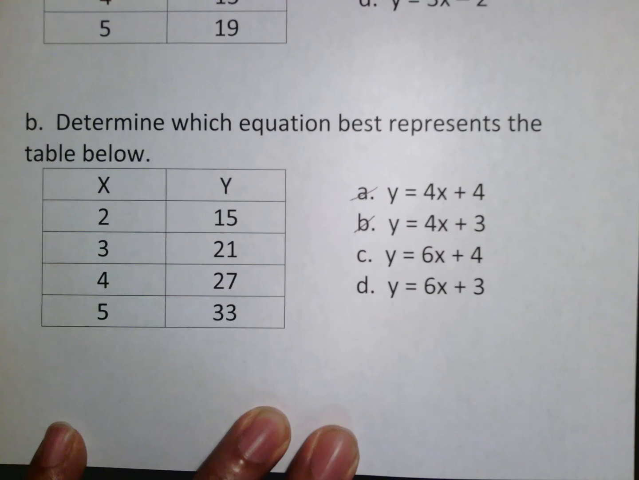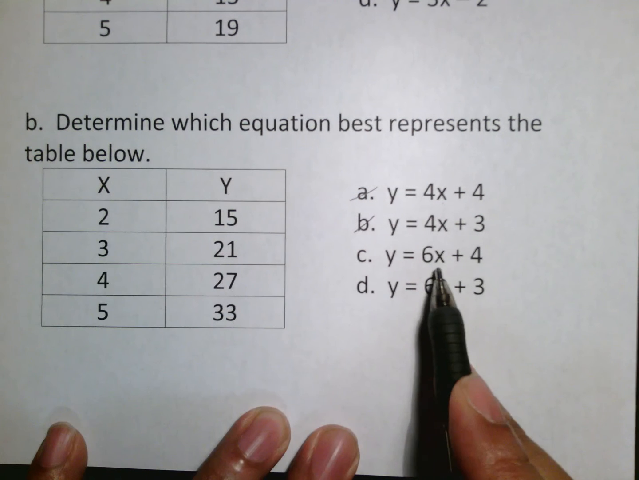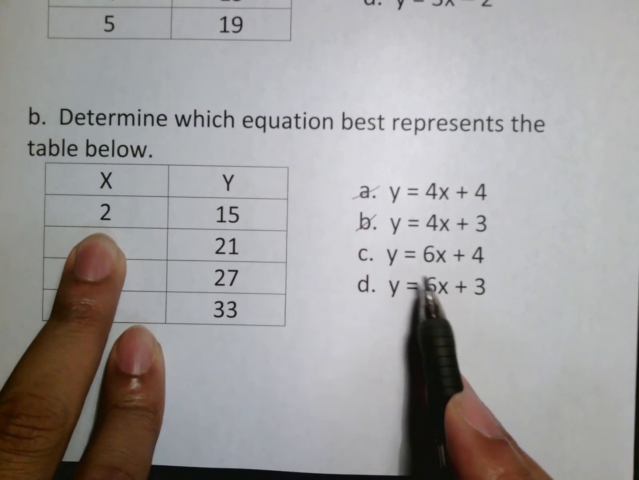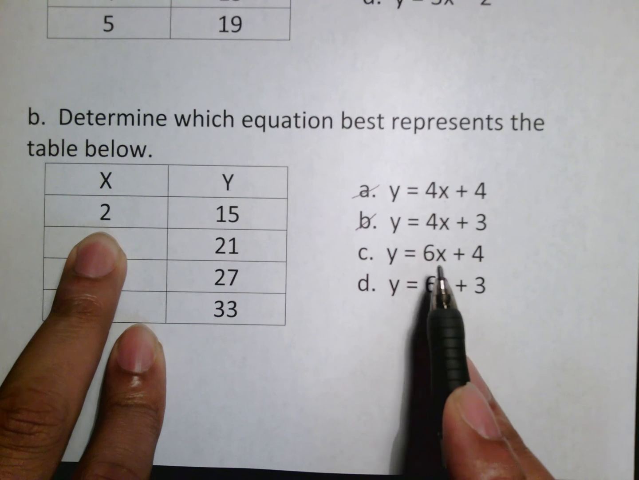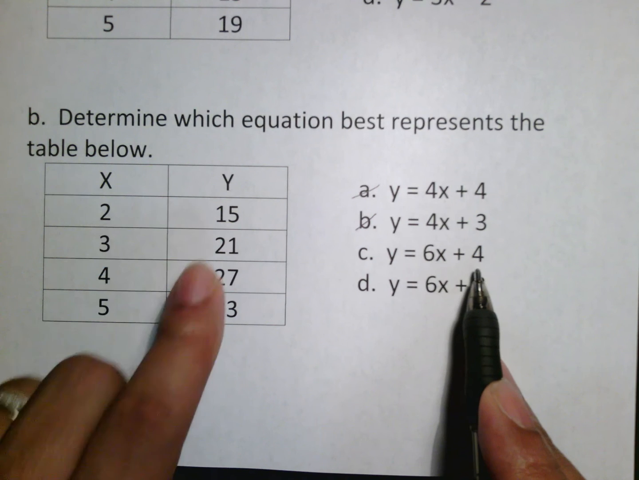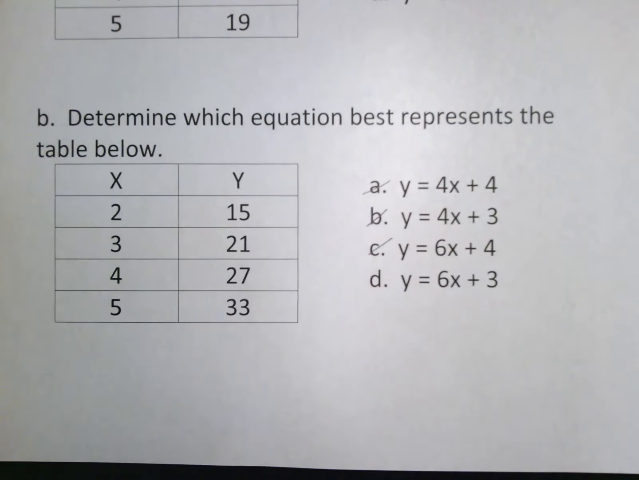Can't be B. 2 times 6. Again, we're just checking this until we find one that works. 2 times 6 is 12. 12 plus 4, not 15. Can't be that. There's no need to even check the next one because none of those worked.